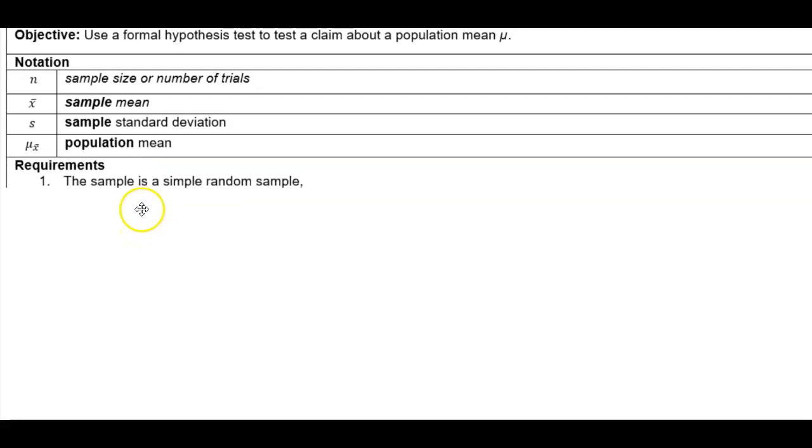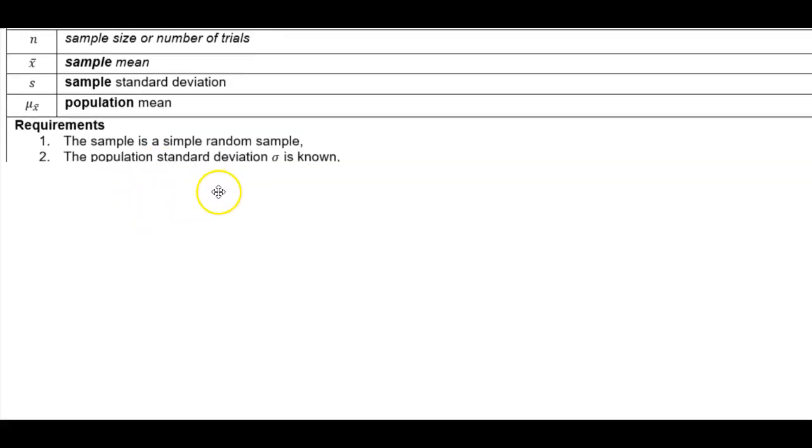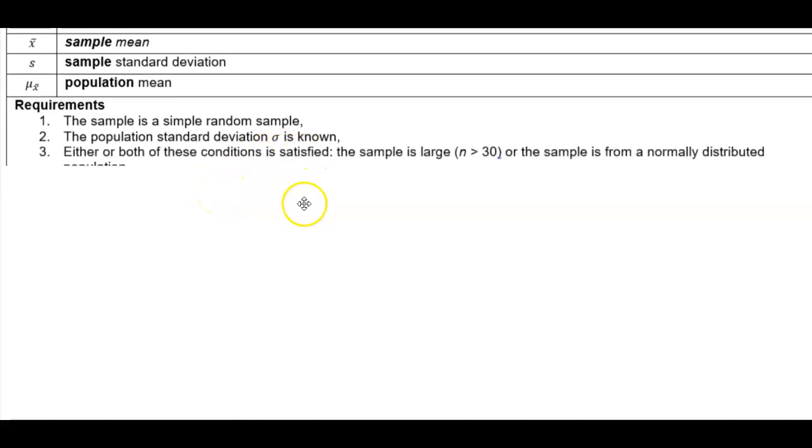The requirements are: 1, the sample is a simple random sample. 2, the population standard deviation is known. And number 3, either or both of these conditions is satisfied: the sample is large, n is greater than 30, or the sample is from a normally distributed population.